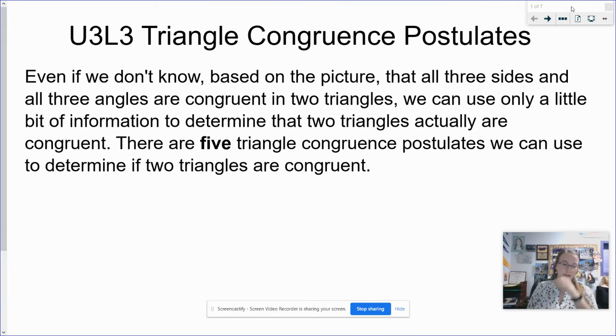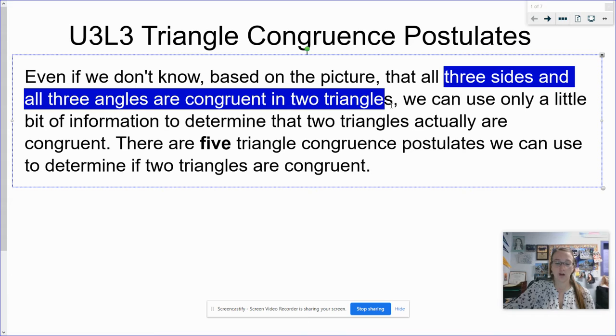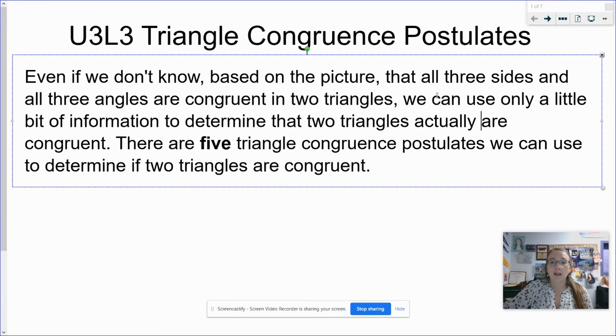Again, in L2, we talked about that. If we know that all three sides and all three angles are congruent in two triangles, we can call these triangles congruent as well, because they're the exact same thing. Same sides, same angles, same thing. However, if we only have a little bit of information about two triangles, and what's congruent between them, we can actually still say that they are congruent even with just a little bit of information.